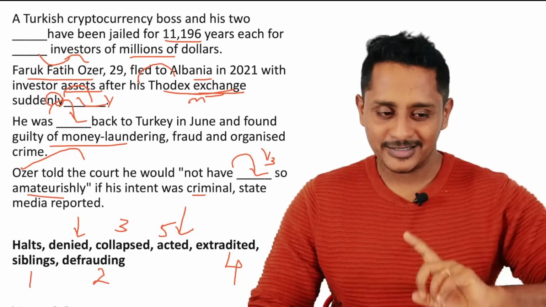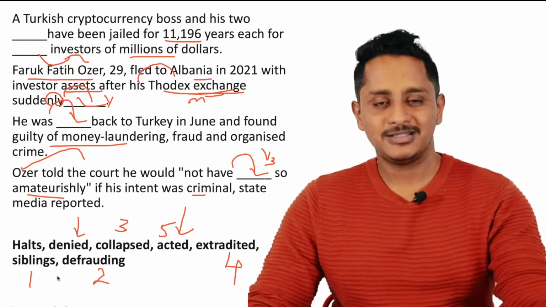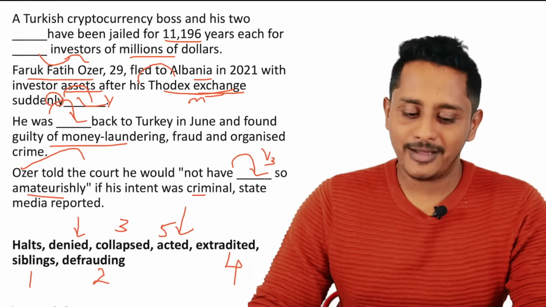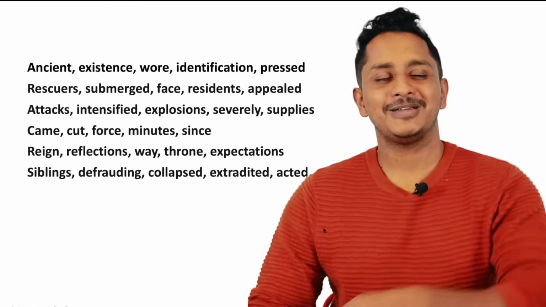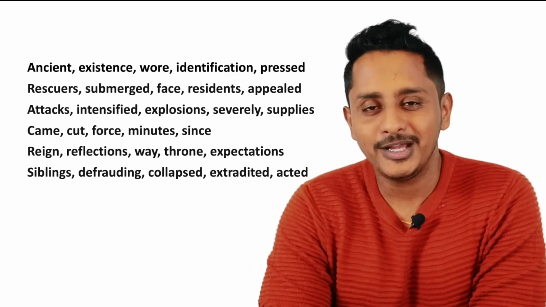Defrauding is the second one, defrauding investors. First is siblings. Third is collapsed. Fourth is extradited back and not have acted so amateurishly. And here it is. The total is 30. 5, 5, 5, 5, 5, 5.